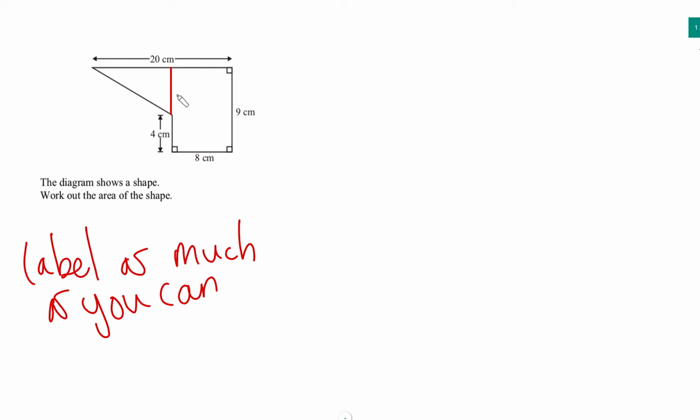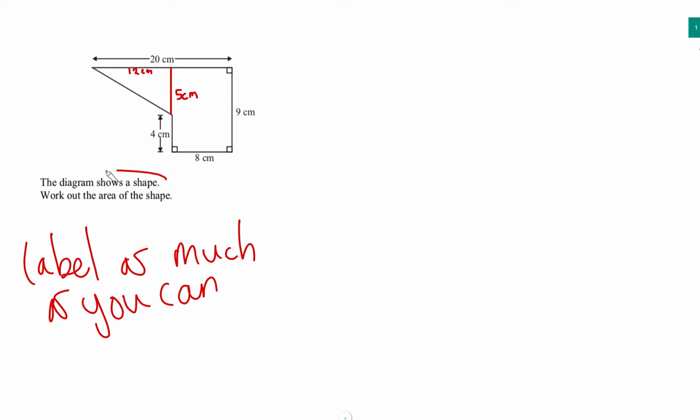Okay, so in this case, we know that this length has to be 5 centimeters. The reason why this length has to be 5 is because this whole length must equal 9. If that's 4, that has to be 5. Now what about this length over here? We know that the entire thing is 20, and this section here is 8. 20 minus 8 is 12. So we write 12 centimeters.